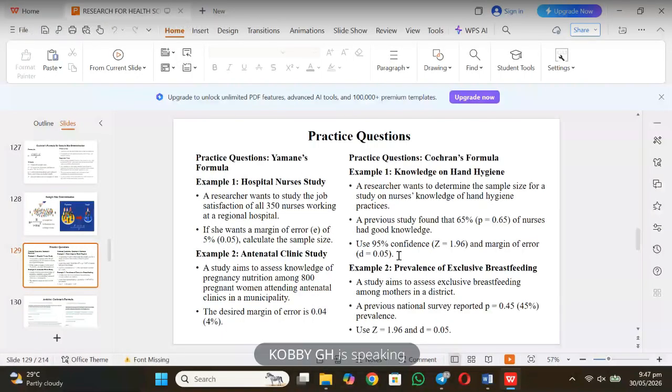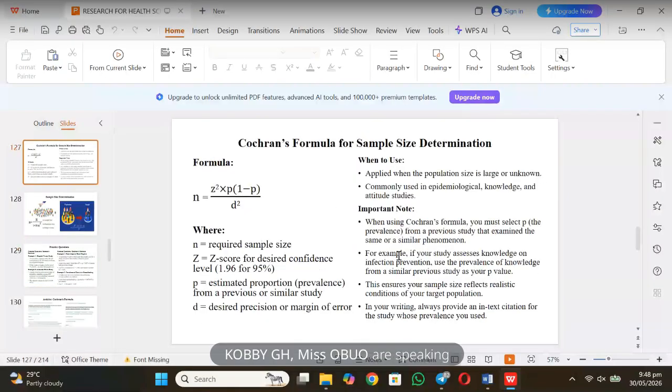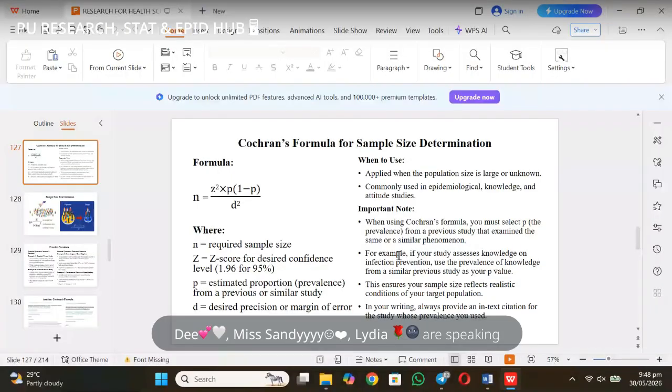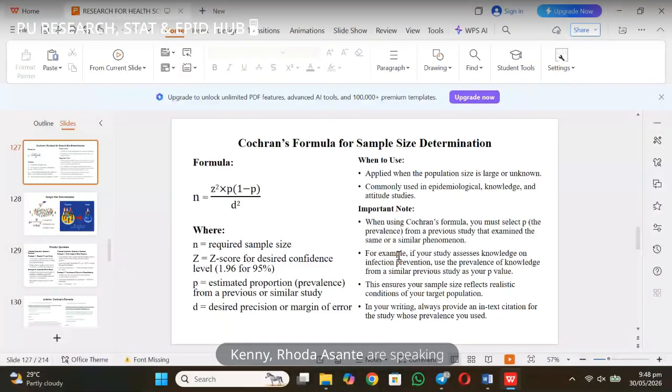Sir, please, we can't see your screen. Oh, is it for all of you? No, sir. Yes, sir. Okay, so it means some can see. That is fine. So kindly adjust yourself.